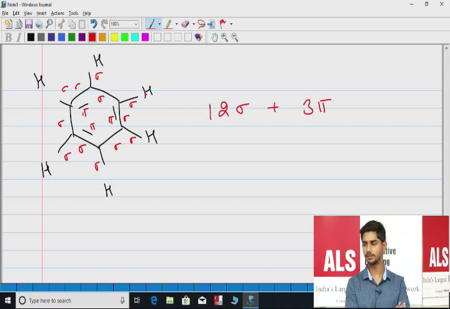Any confusion, guys? Clear to everyone? Shillong, Kohima, guys, is it clear to everyone?